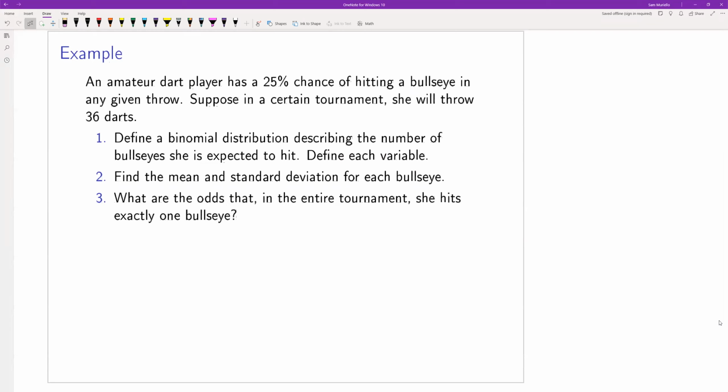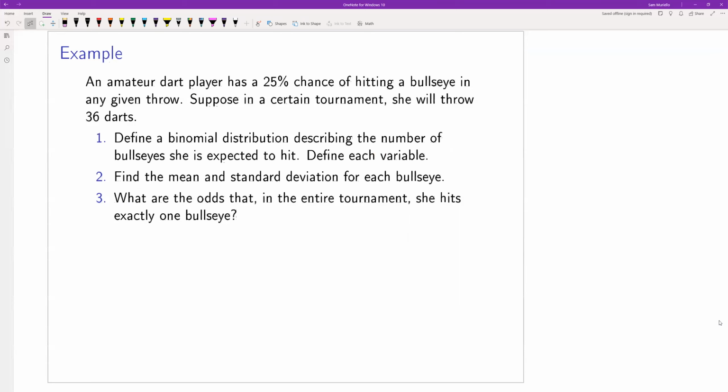Now, we're going to make a couple of assumptions here. We're going to make the assumption that every single throw is independent. So every single time that our dart player throws her dart, she has a 25% chance of hitting a bullseye, which means, of course, a 75% chance of missing. We're also going to make the assumption that she's going for the bullseye every single time. I don't know if there's more complicated rules for darts. I don't really play darts, but let's assume that she always wants to hit a bullseye.